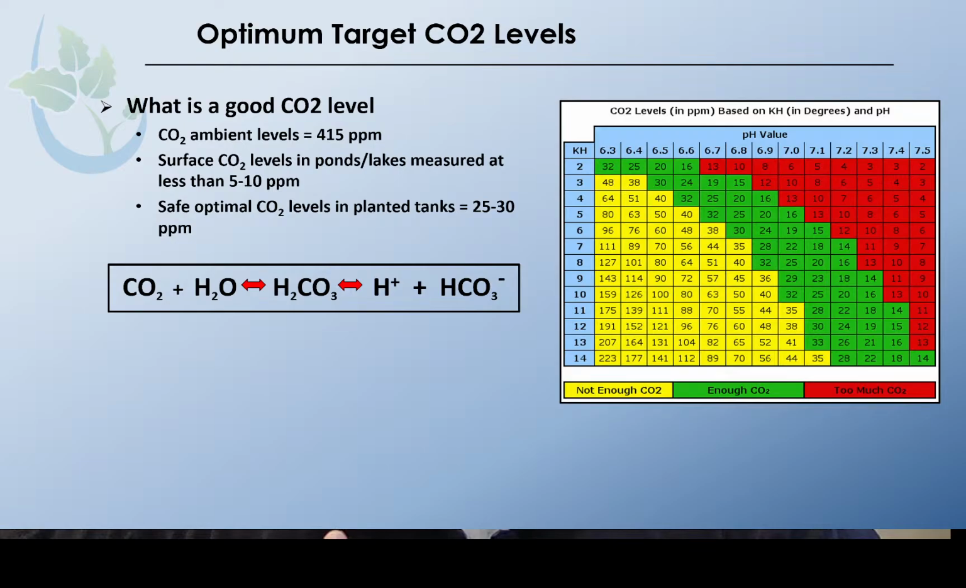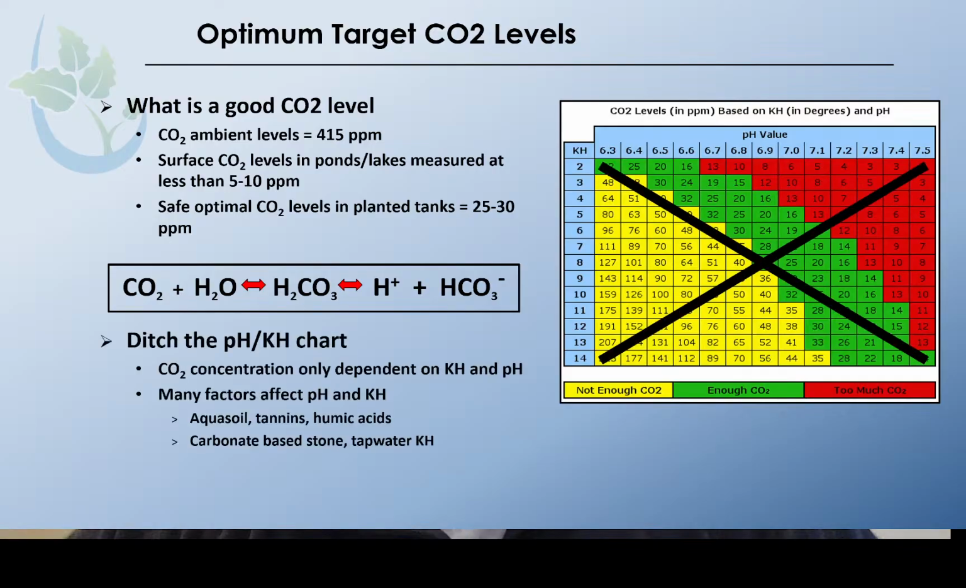This chart only assumes that the only things in there are carbonate and pH. But a lot of us are now using aqua soils that have tannins and humic acids incorporated into them, which get released into the water and drive your pH down as well. Others use carbonate-based stone. Seiryu stone, elephant stone, is heavily carbonate based, and it releases carbonate into your water, constantly adjusting your pH, right? It increases your pH. So this chart actually is not accurate at all.